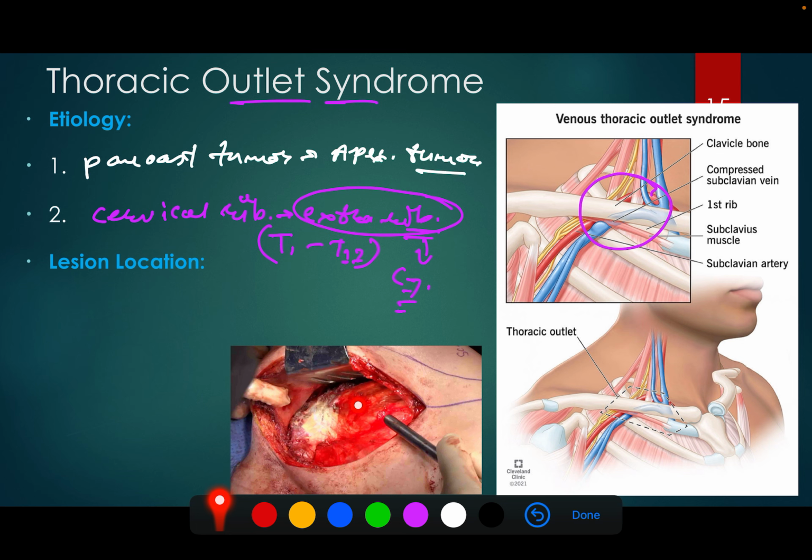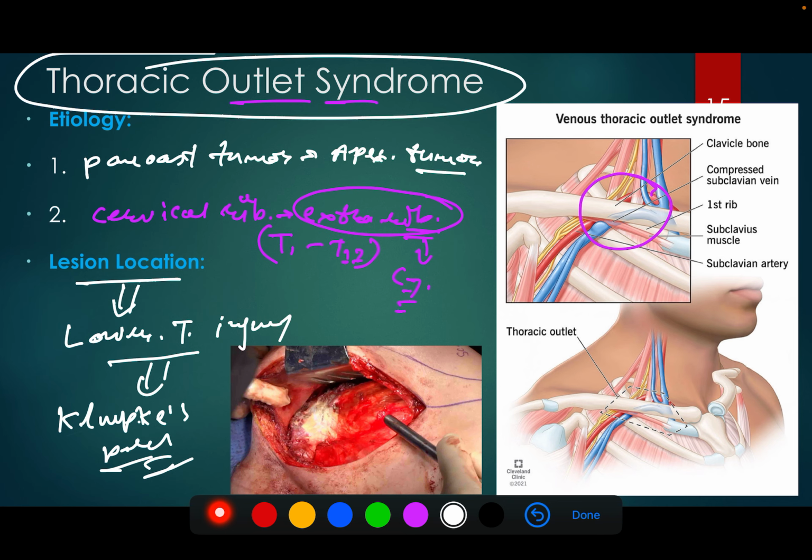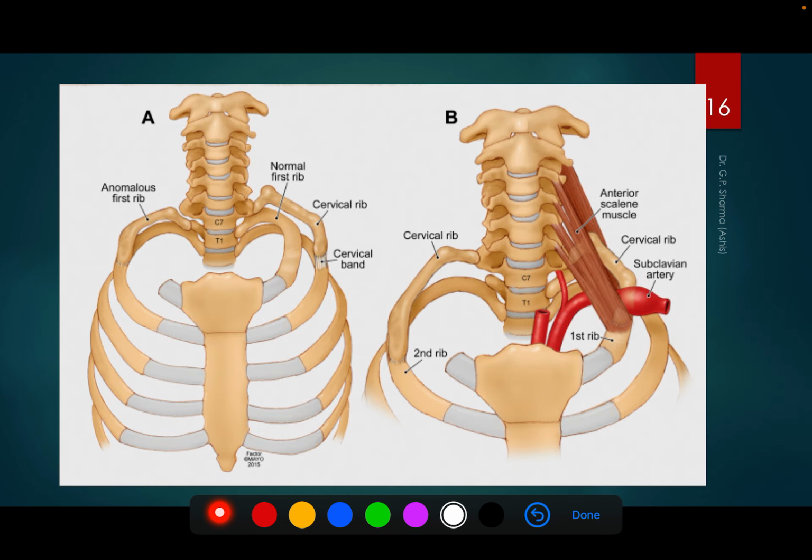Here you can see this is the location where we have the Pancoast tumor, right? So what's the location of the lesion? The location of the lesion is, we understand it is causing the lower trunk injury. Lower trunk injury means it is producing what? Klumpke's palsy. So please remember, if this Klumpke's palsy is because of the thoracic outlet syndrome, it produces the vascular symptoms as well.